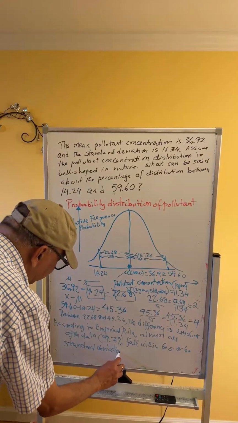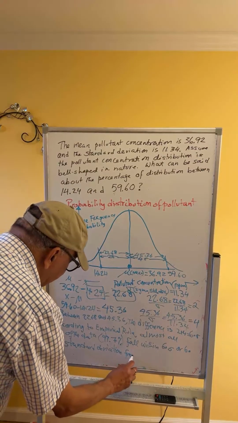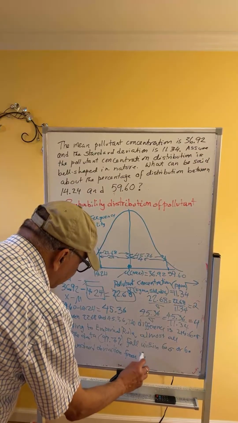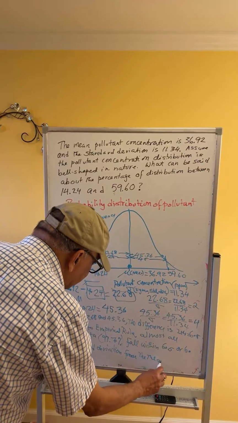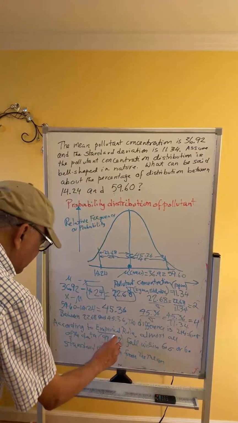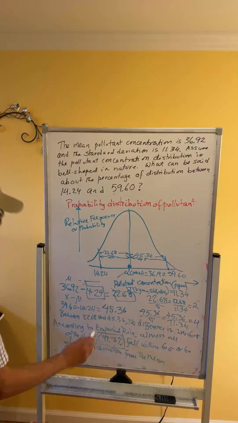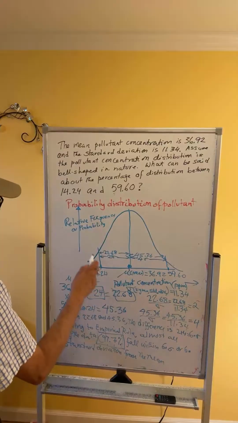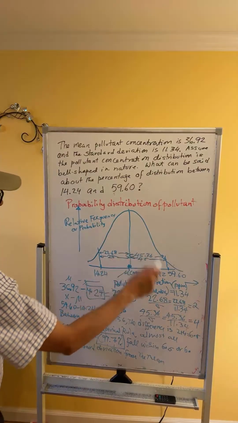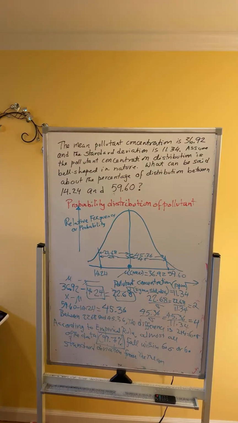Deviation from the mean. So the answer to our question is this one: 99.7% of the data will fall between 14.24 and 59.60. Let's summarize what we did.